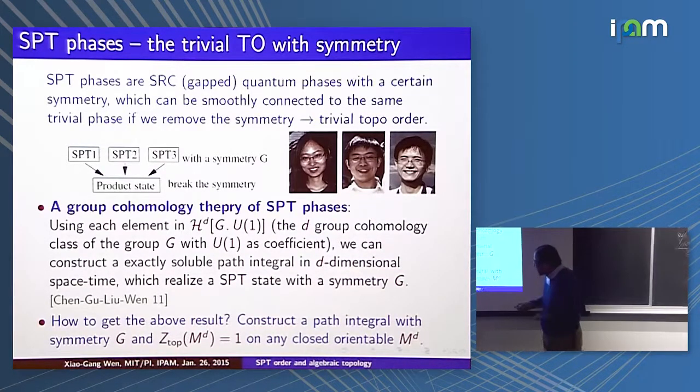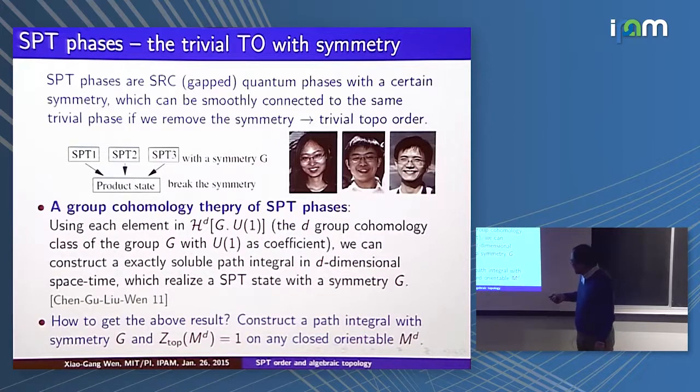Because I already said that this SPT phase must have a trivial topological order. So to have an example of an SPT phase, we just want an example of a tensor such that the partition function equals 1 on any closed oriented manifold.